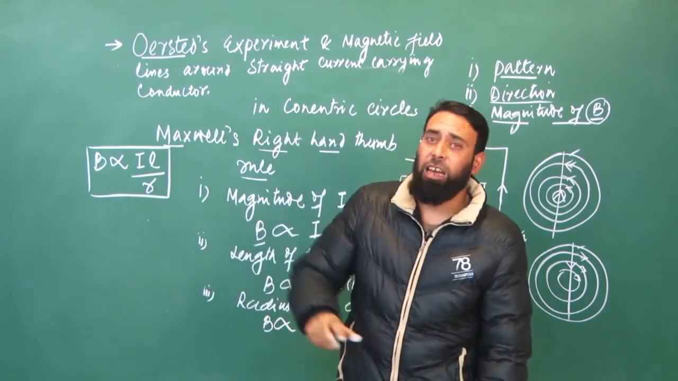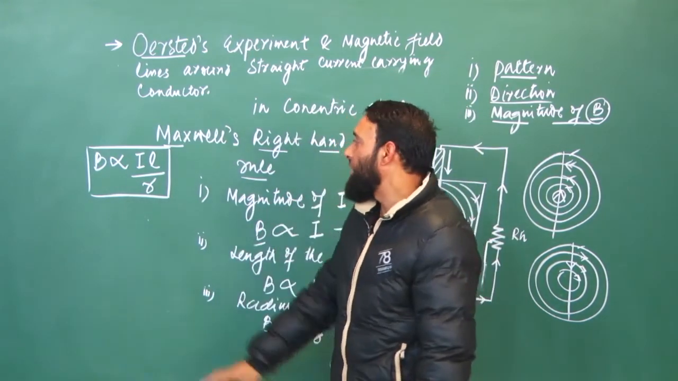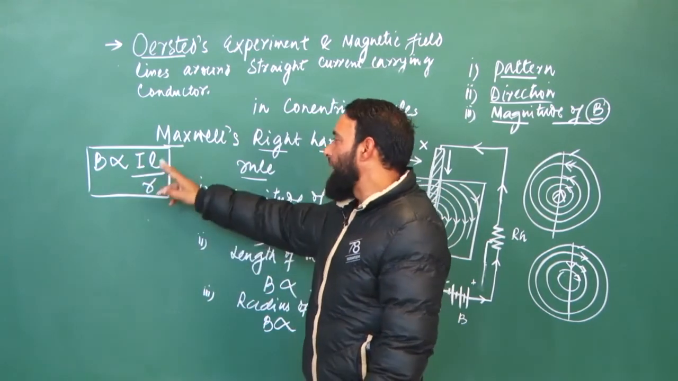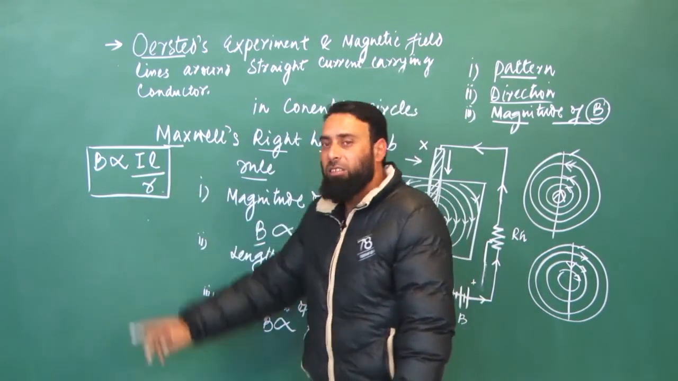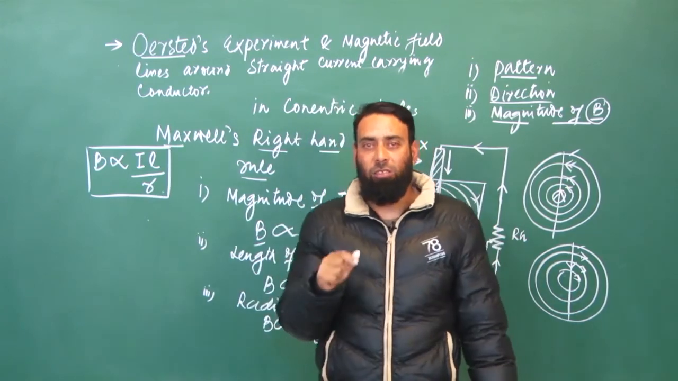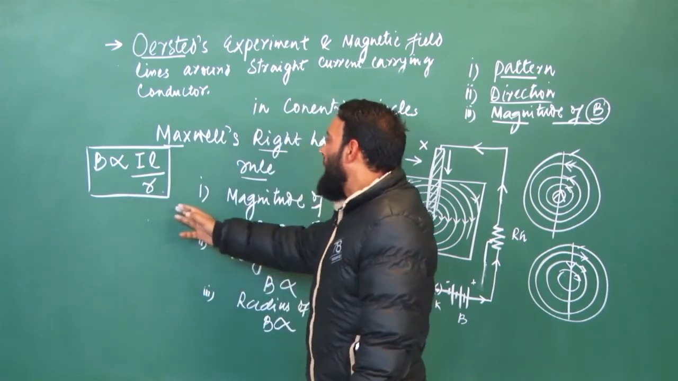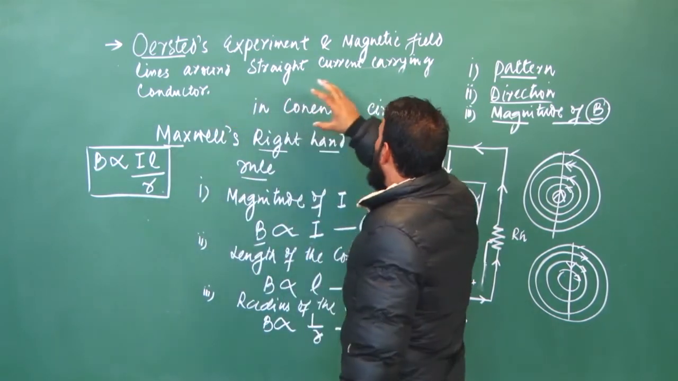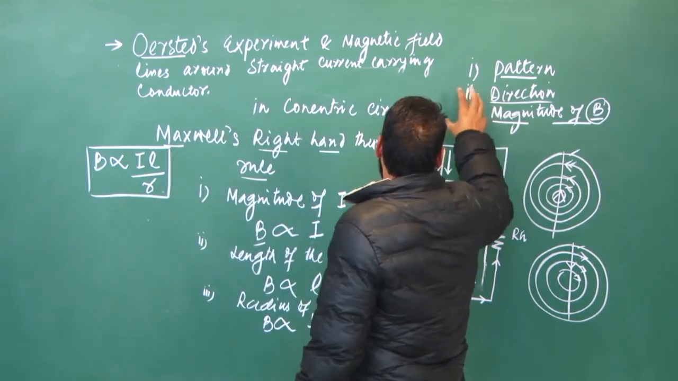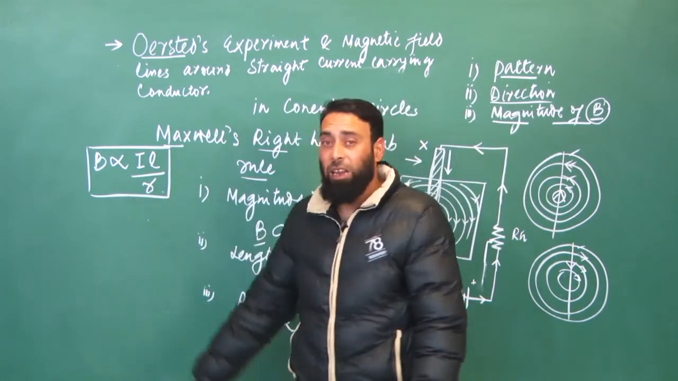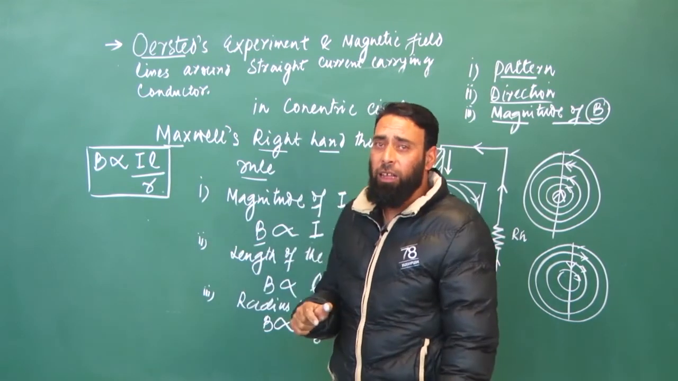So in a straight current carrying conductor, the magnetic field strength depends upon three factors. One, the magnitude of current. Second, the length of the conductor. And third, the radius of the magnetic lines of force. Okay, so this is what we call the magnetic field pattern, the direction and magnitude of current, and the magnitude of magnetic field lines around a straight current carrying conductor.